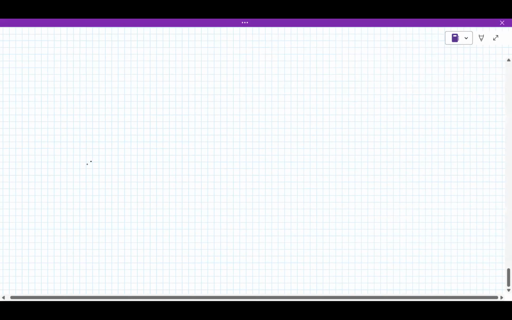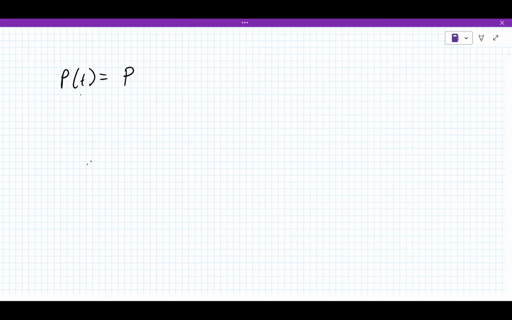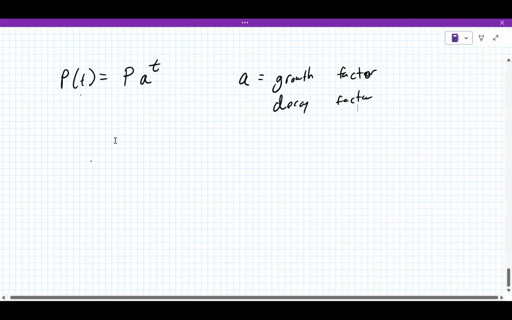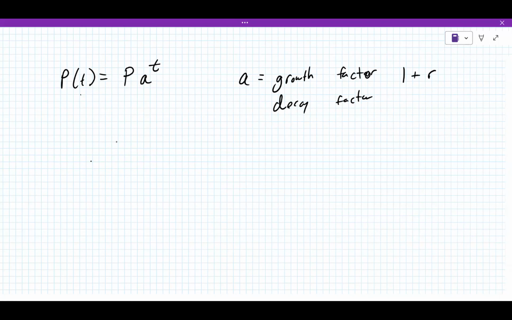So one of the things that hasn't been made clear is that you're solving problems in this form, e times a to the power of t. And a is what's called a growth factor, or a decay factor, because things can either grow or decay. If it's growth, it's 1 plus r. If it's decay, it's 1 minus r. Okay, yeah, I learned that in class.